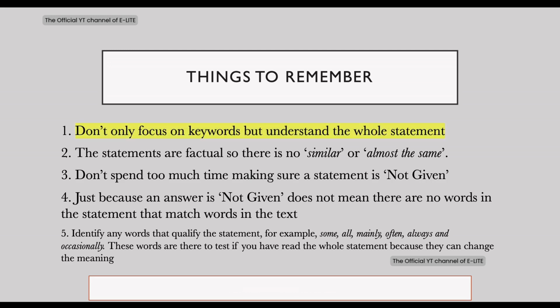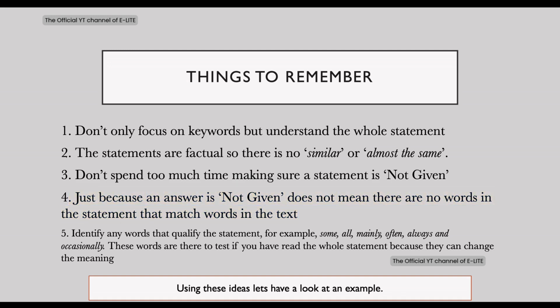Few things to remember. Keywords are important in finding the location of the answer, but focus more on the information rather than just the keywords. The two statements have to mean the same to be true, and if they're only slightly similar, they might be false or not given. So words like some, mainly, always in a sentence can sometimes change the meaning of the sentence. Don't spend too much time on a single statement to make sure it's not given. And just because an answer is not given does not mean that there won't be keywords present in the text.